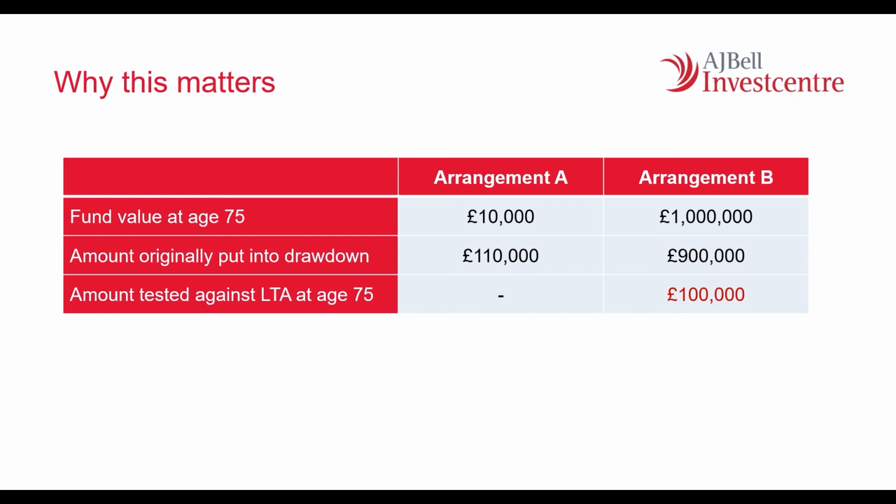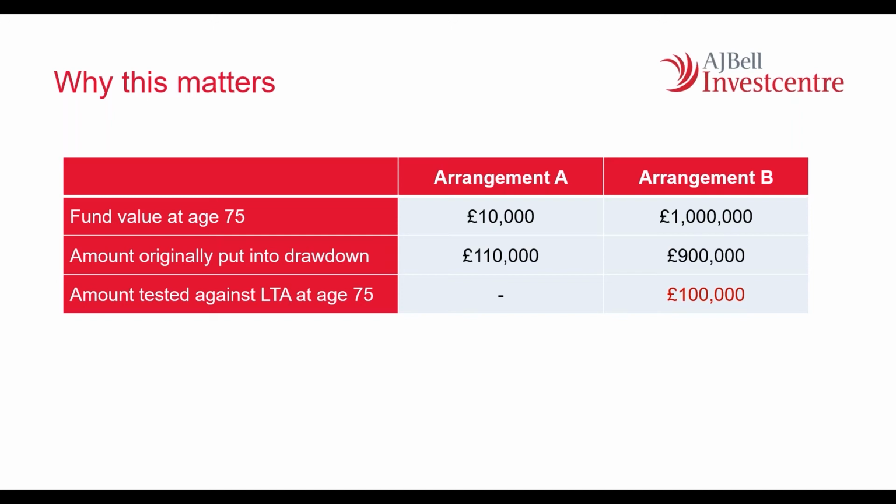So when you get to age 75 and you do the test, you look at arrangement A and go, okay, the fund value is £10,000. Then you get a credit for the amount you originally put into drawdown, which in this case is £110,000. So you've got effectively minus £100,000. But it doesn't work like that. It's just cancelled out. You just have zero. So there's nothing there to be tested against the lifetime allowance at age 75.